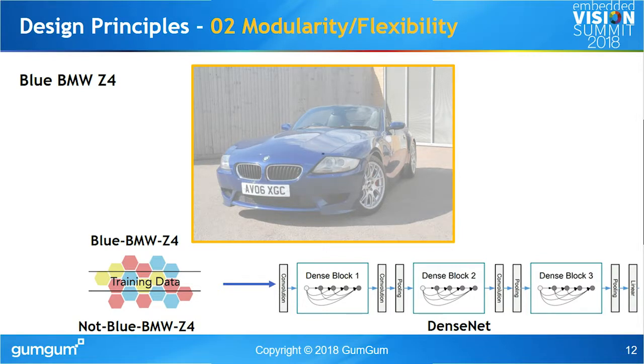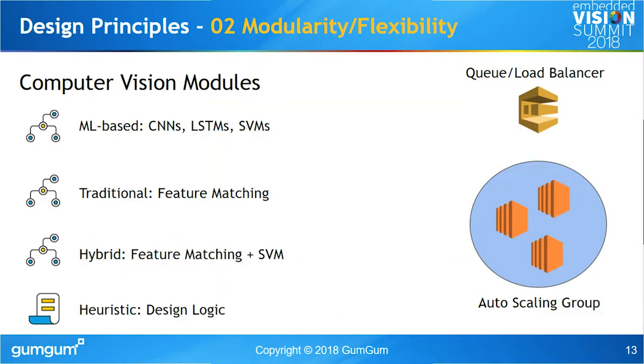So in an effort to reduce this work for us, we came up with a concept of computer vision modules. Now, this is nothing new. The idea behind this is to be able to split up computer vision or machine learning tasks into smaller individual units of work. So here for us, they could be machine learning based, say CNNs, LSTMs, SVMs, or they could be more traditional feature matching based, could be hybrid versions, or could just be some kind of design logic.